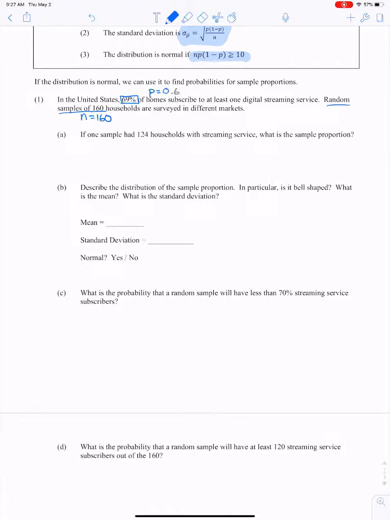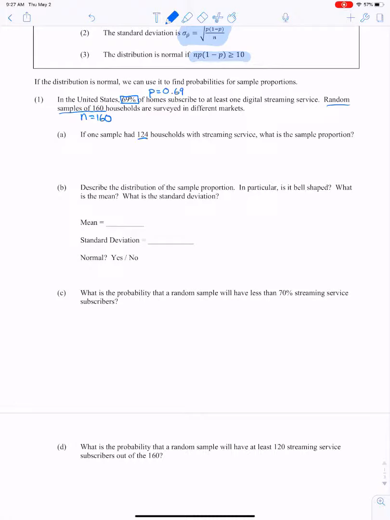But we have to write that in decimal form. It's super important we write that in decimal form. If we don't, it's going to throw off all of our computations later on. Okay, so that's what we know. Part A says, if one sample had 124 households with streaming service, what is the sample proportion?